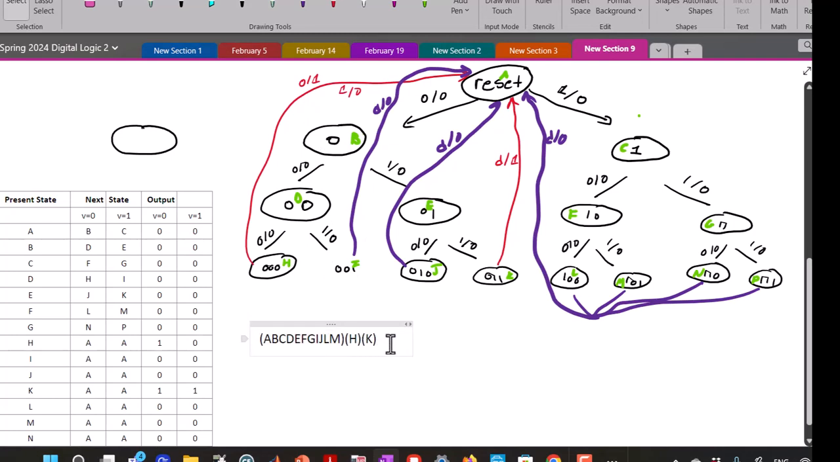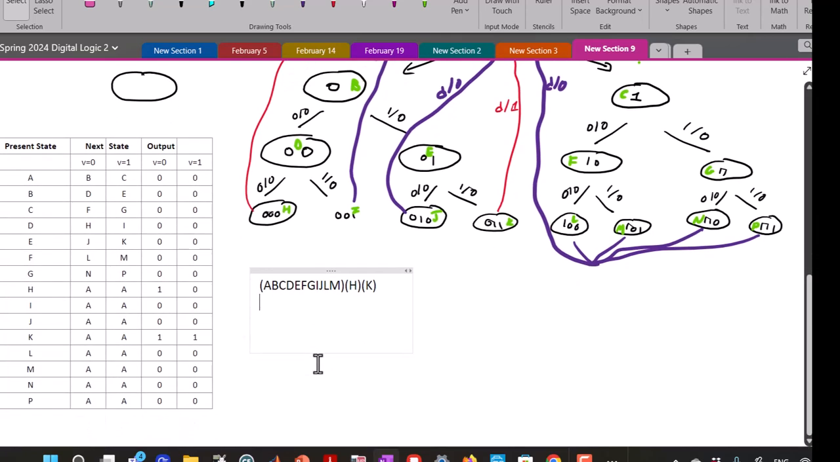Now we'll break it up based on 0 successors. And so we know that H through P all have A as a 0 successor. So we already know that we can put them together.